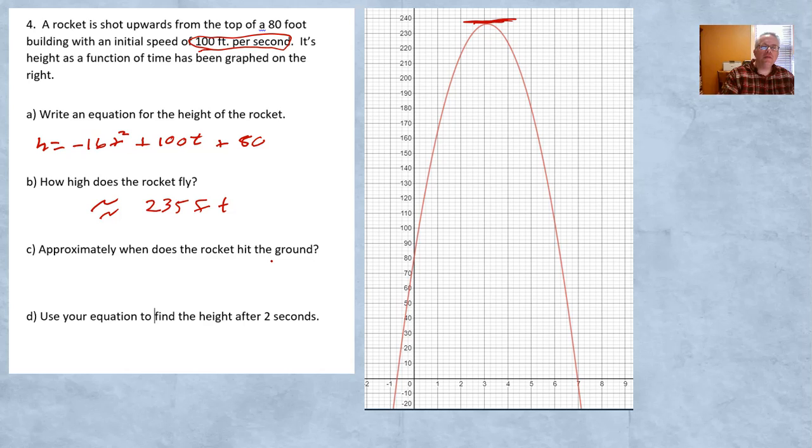When will the rocket hit the ground? Well, that's this x-intercept right here. Rocket hits the ground when h equals 0. That's the height of the ground, 0. So the height equals 0 at 7 seconds.